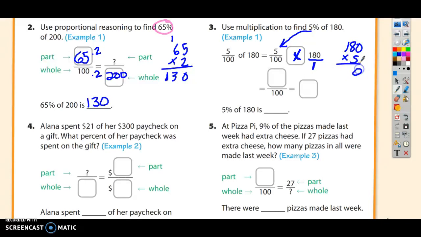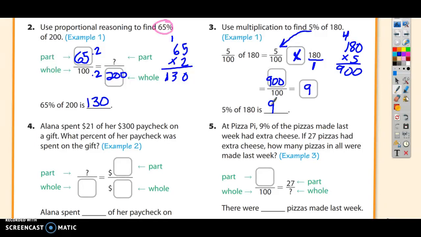5 times 0 is 0. 5 times 8 is 40. 5 times 1 is 5. Plus 4 is 9. You get 900. And that's an improper fraction that can easily be fixed. 100 goes into 900 9 times, which means the whole number is 9. So therefore, our summary is 5% of 180 is 9.